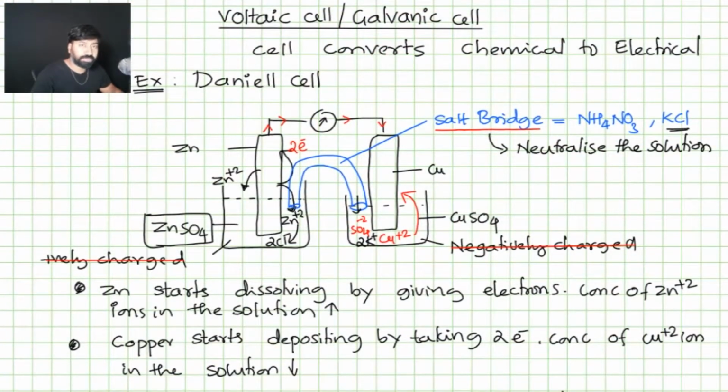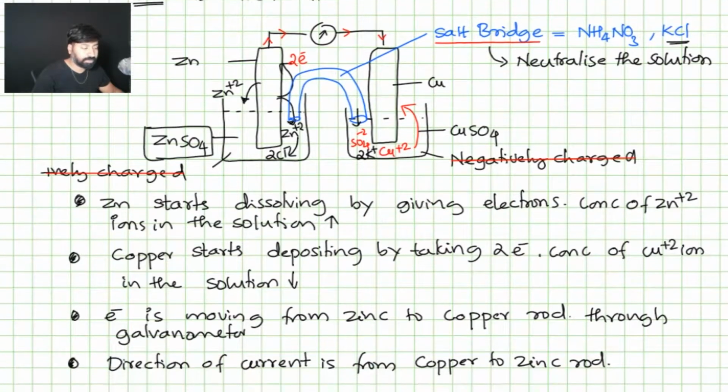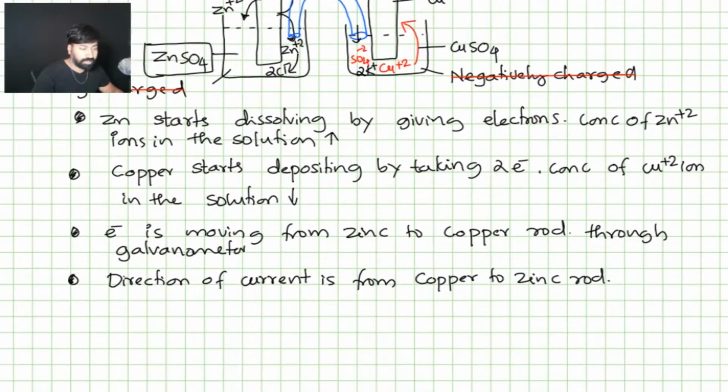In a previous video we studied the construction and working of the Daniell cell. This is what we explained in the previous video, so go and check the link. Now in this video I'm going to explain what kind of chemical reactions take place in a Daniell cell. First of all, when we talk about the Daniell cell, two electrodes are used.